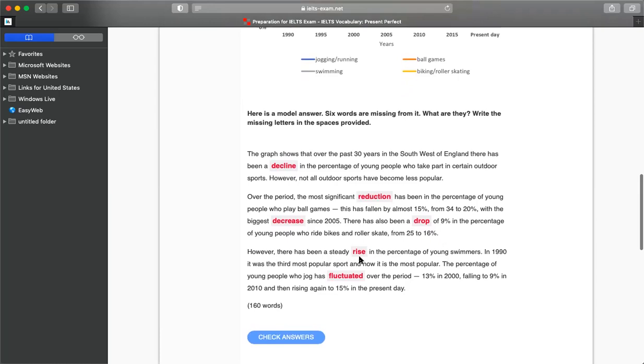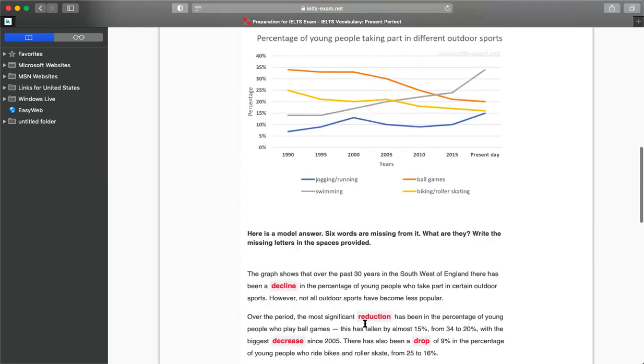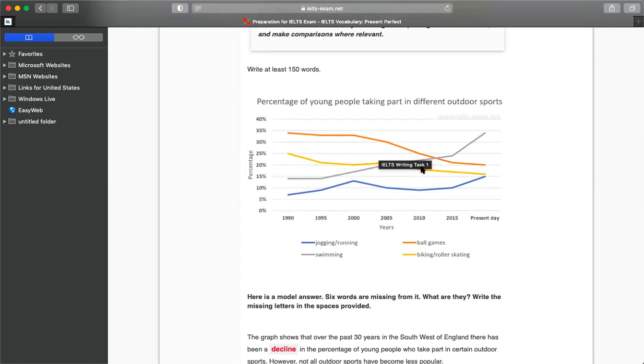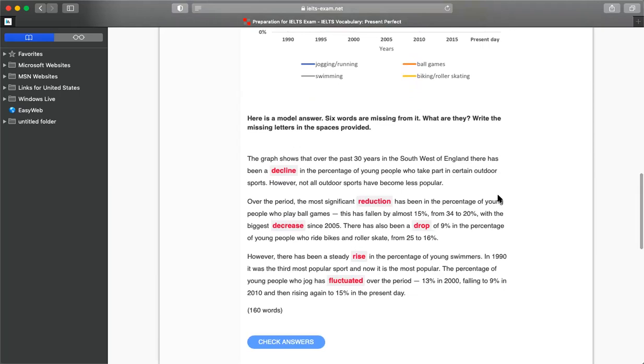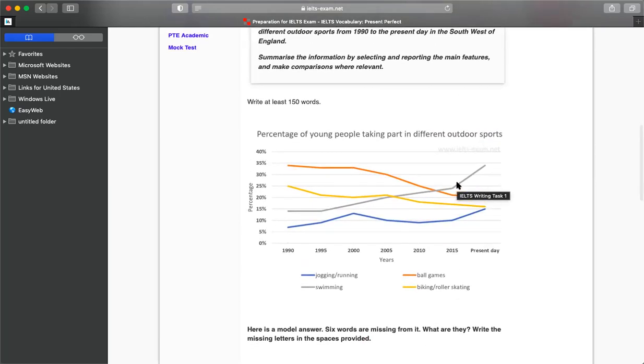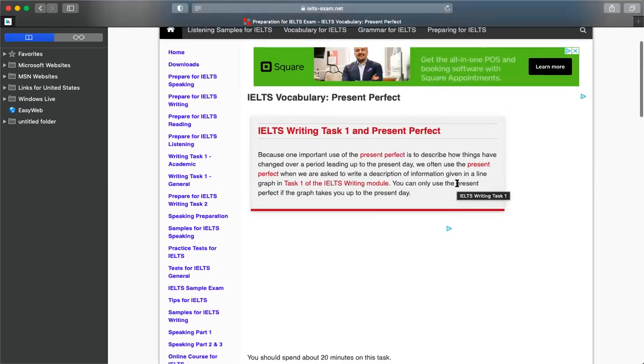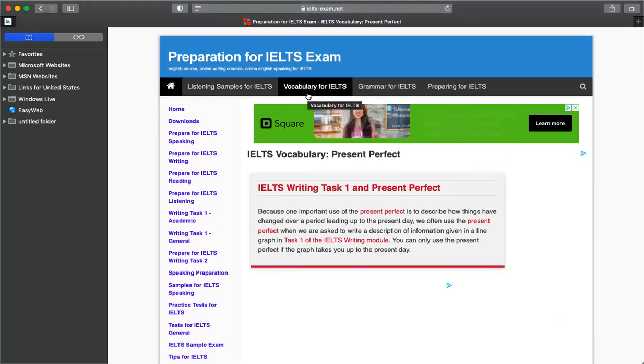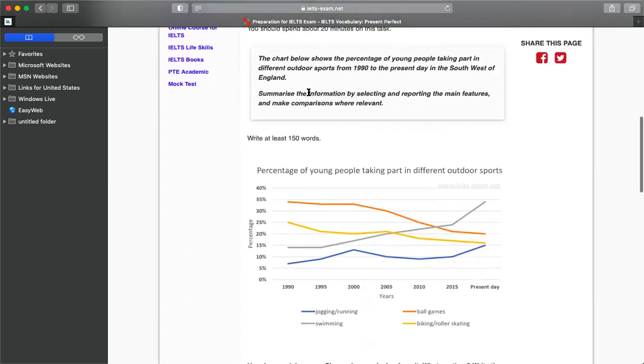So one time the candidate says rise, and then the candidate maybe says increase. Fluctuated is like the inconsistent going up and down and up and down. That's a fluctuation. For example, the yellow line in here, which is the ball games, is somewhat fluctuated, dropping and then increasing and dropping and decreasing. So it's very important to know the words, and it's very important to have a good focus on grammar practice at the same time. By this video, you'll learn how to improve your vocabulary for IELTS, and then you have a chance to practice grammar on the side.